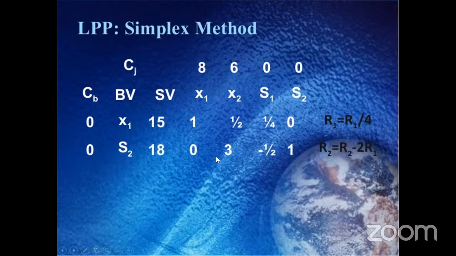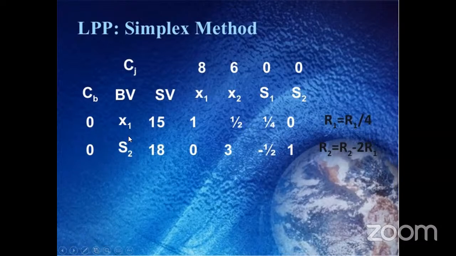You'll be getting 18, 0, 3, minus 1 by 2 and 1. This is the calculation part. We need to do it carefully, and you'll be getting all these values. So in the place of CB here in the first column, it must be 8. This is wrong here. In the place of 0, you consider it as 8.